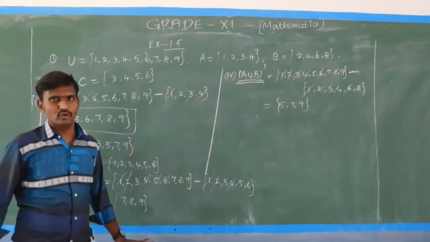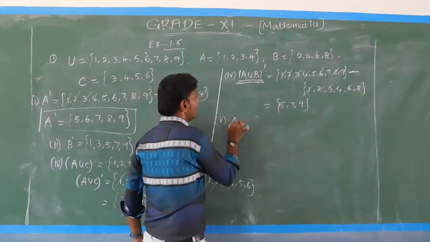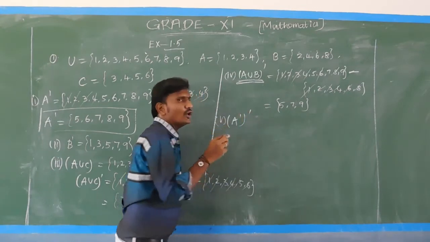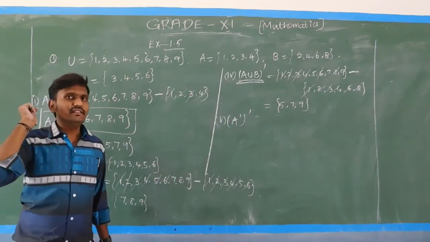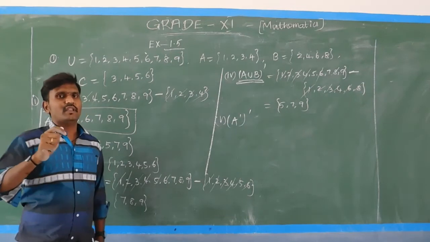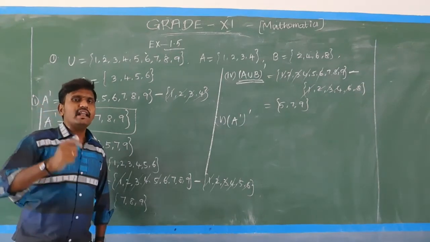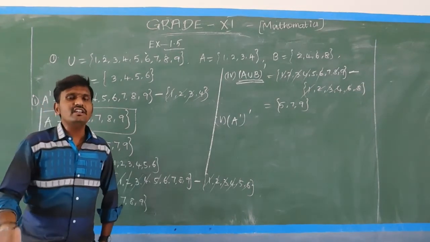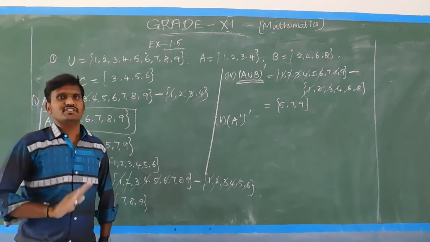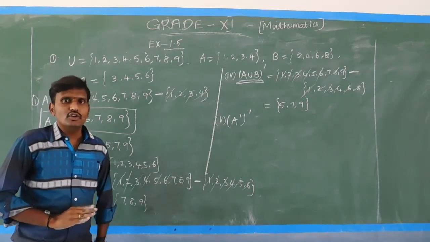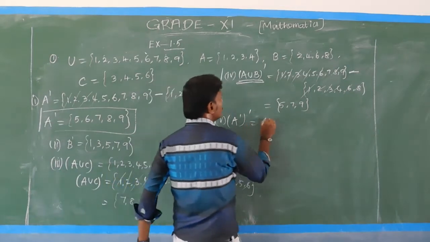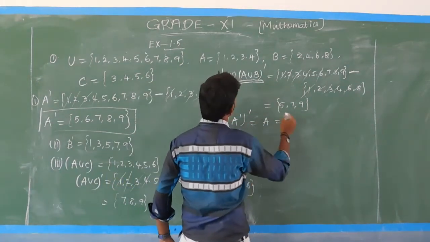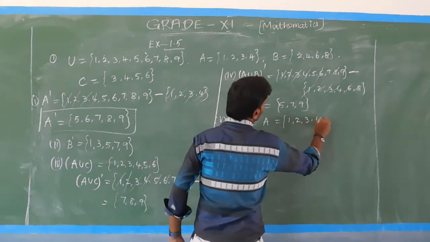So that's all. Okay. And the fifth question is A dash double dash. I already told you the property: when I take the complement and then the complement again, I get the same set. So A dash double dash equals A. So simply you should write the elements of A: 1, 2, 3, 4.